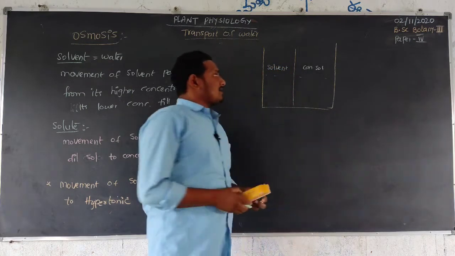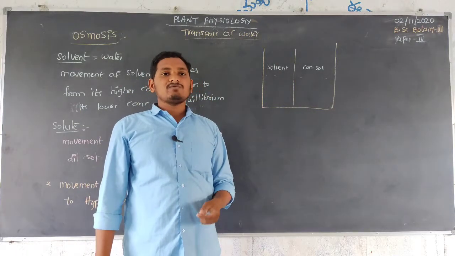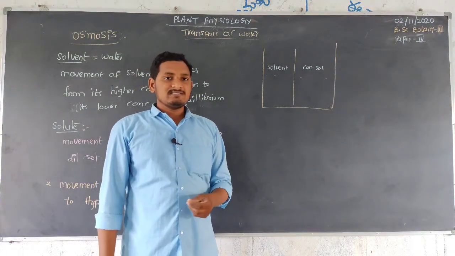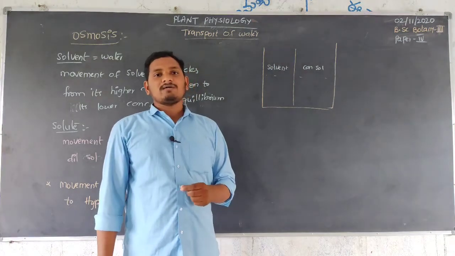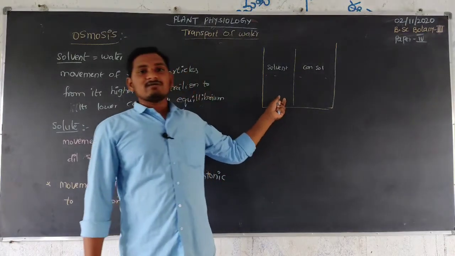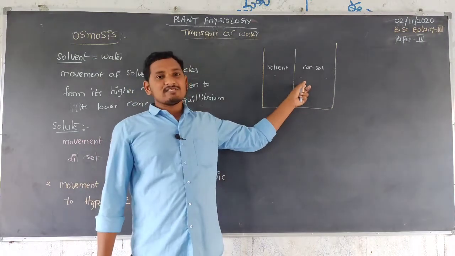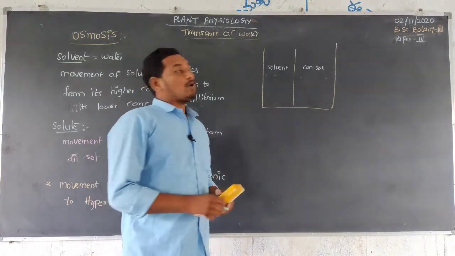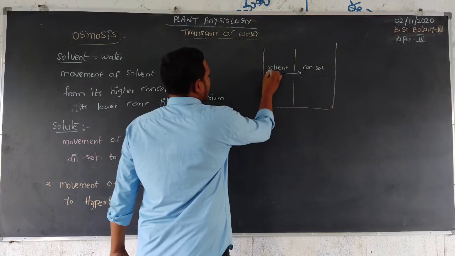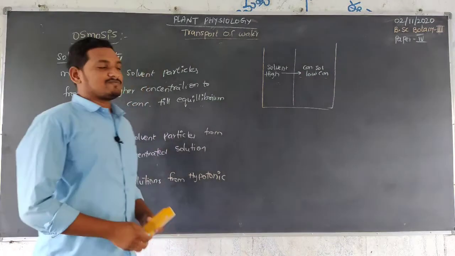What will happen? In concentrated solution, free water molecules are less. In solvent or normal water, more free water molecules are present. So free water molecules are more means concentration is high here. Here fewer water molecules are present, concentration is less. So movement of the solvent is from the higher concentration to the lower concentration.